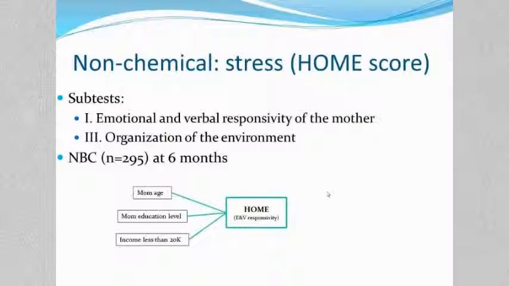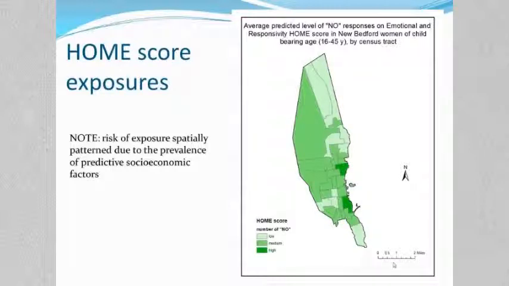again, a demographic predictive model based on the usual suspects, and then could create another map analogous to the previous ones, where here the darker shadings indicate more no responses on the HOME score, which is basically a higher risk setting, a higher stress setting. So darker shading, again, indicates a worse situation, with the same set of caveats that this is really about how populations are distributed rather than other factors by themselves.